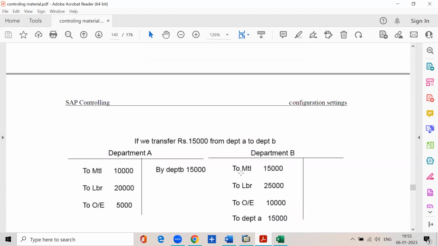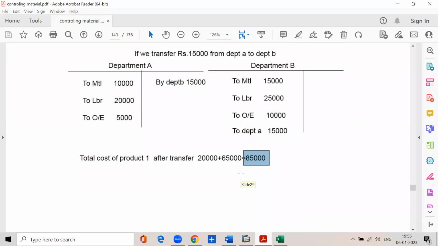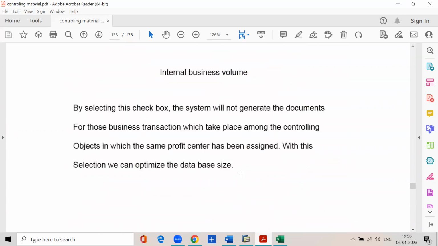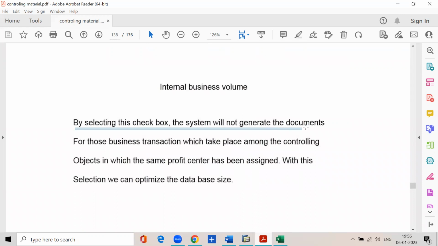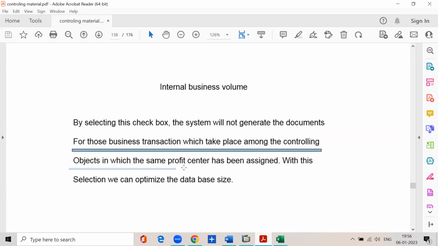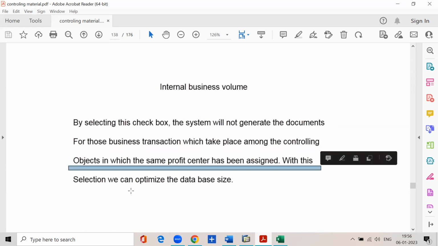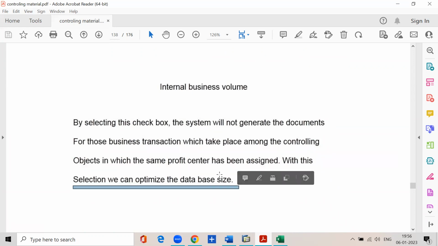Why? In both the cost centers, you assign the same profit center. That's why for this type of transactions, I don't want the system to post the documents in profit center accounting. What is the use of it? There is no change in the profit center cost. Clear? That is the impact of selecting this checkbox. By selecting it, the system will not generate the documents for those business transactions which take place among the controlling objects in which the same profit center has been assigned. With this selection, we can optimize the database size.